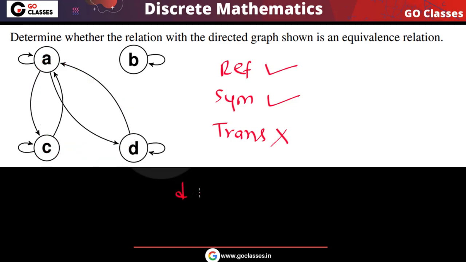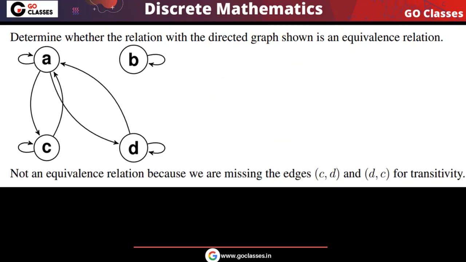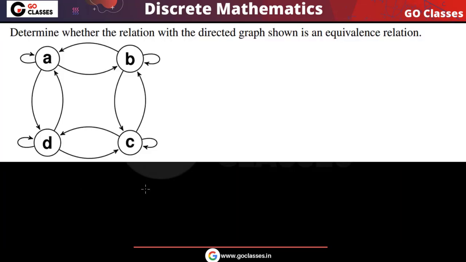Okay, so I can say that D is related to A, and A is related to C, but I can say that D is not related to C. So that's the reason this is not transitive. Hence, this is not an equivalence relation. Next, is this an equivalence relation?